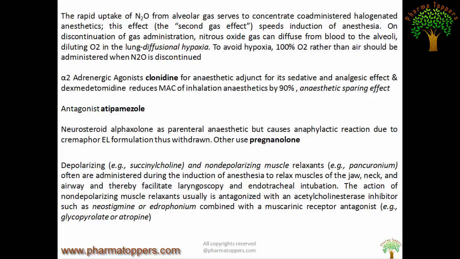So the point here is that the second gas effect is mainly produced by nitrous oxide and halogenated anesthetics after administration. Clonidine, which is an alpha-2 agonist, is found to be an anesthetic adjunct for its sedative and analgesic effect, and dexmedetomidine reduces the minimum alveolar concentration of the inhalation anesthetic by 90%, thus producing an anesthetic sparing effect. The antagonist of which is atipamezole. Neurosteroids like alfaxalone were used as parenteral anesthetics, but caused anaphylactic reactions due to the Cremophor EL formulation, and thus were withdrawn.